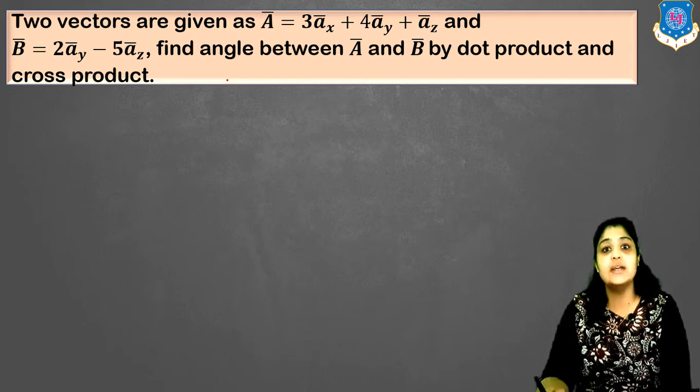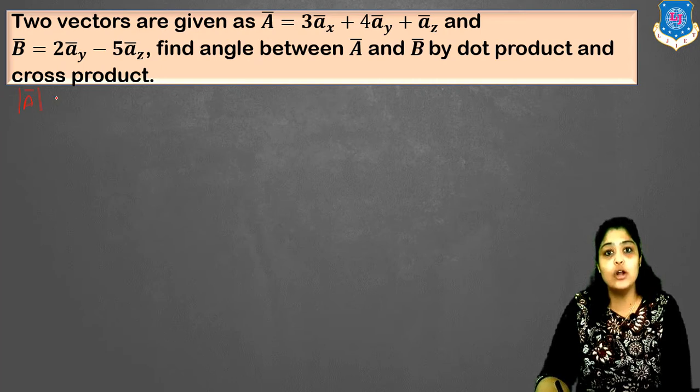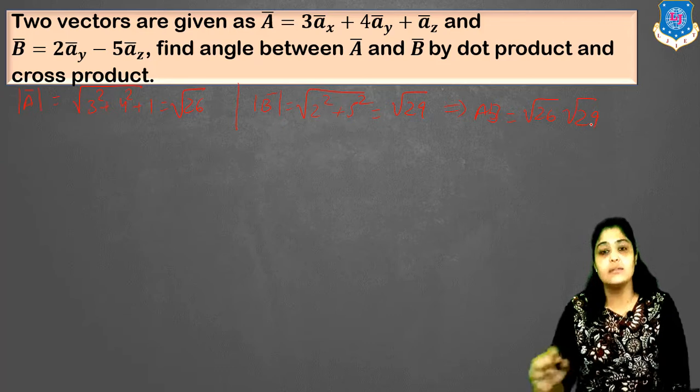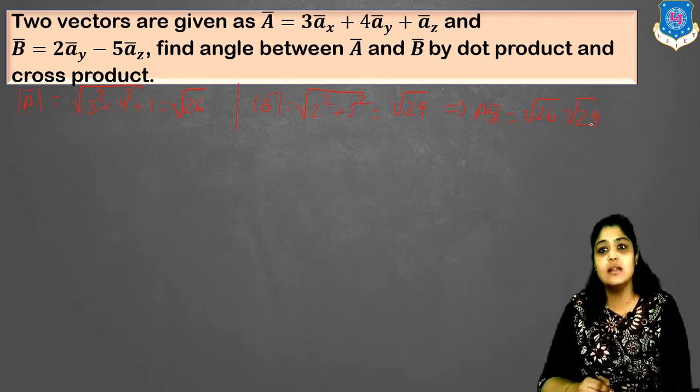The first thing I'll do is find the magnitudes, because for the angle, either dot product or cross product, I would require AB. So to find AB, I'll first find mod A. That gives 3 square plus 4 square plus 1, that is under root of 26. Similarly, mod B is under root of 2 square plus 5 square, that gives 29. So AB can be written as under root of 26 into 29. Clear?